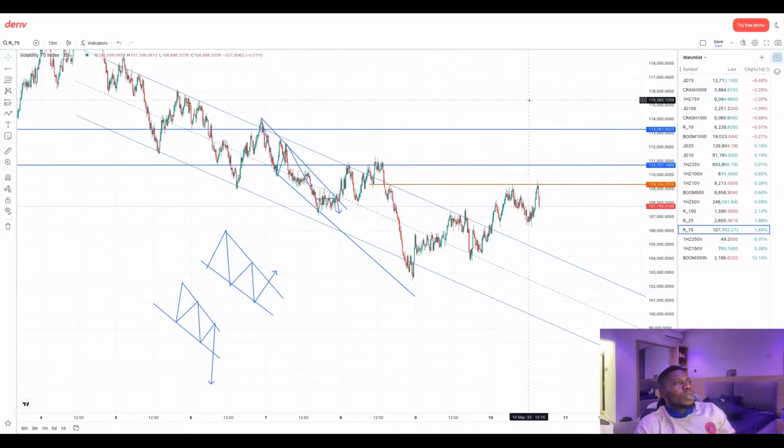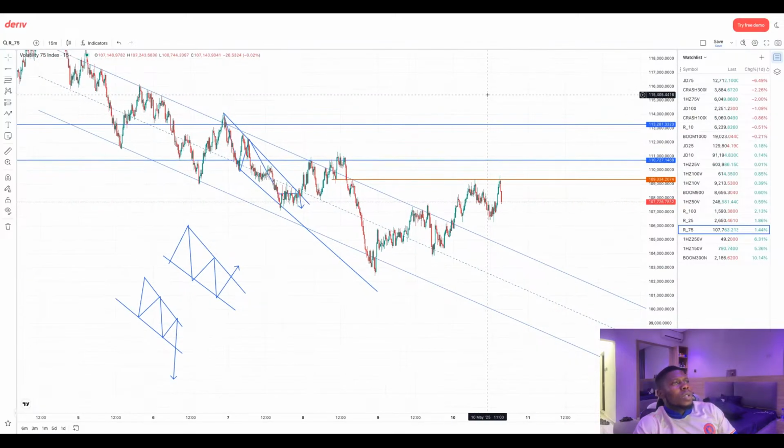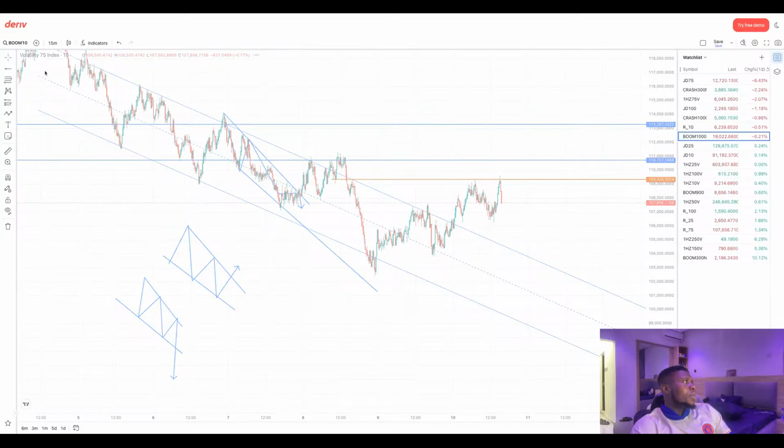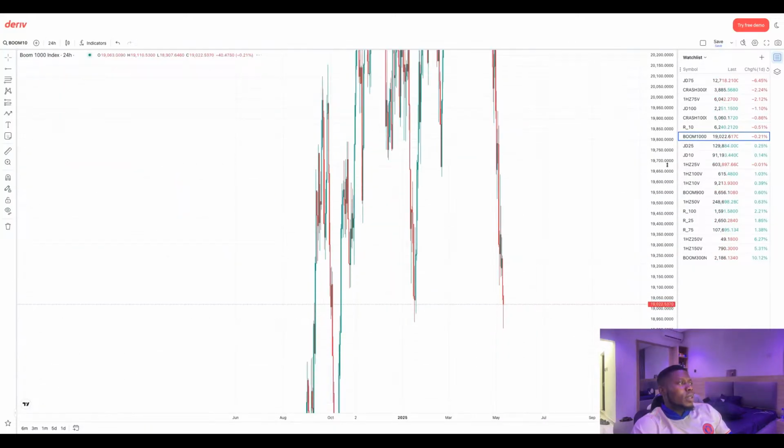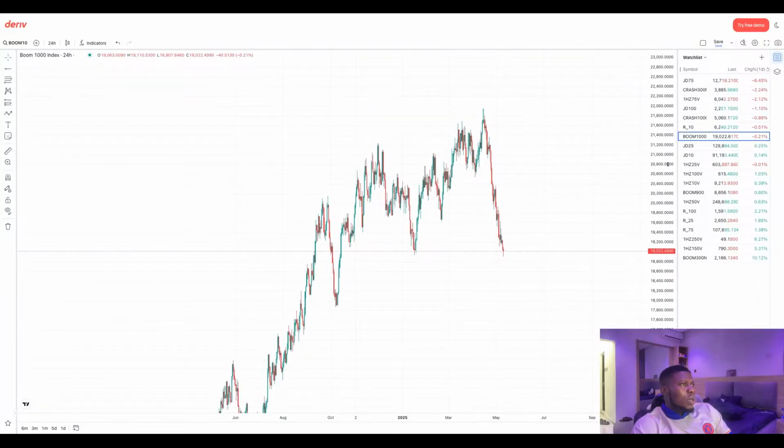Okay, so what again should I check? This is a Deriv Indices. What should I check? Okay, let me check Boom 1000. Let's see what it gives me on my higher time frame. I'm going to 1 day. This is Boom 1000 on 1 day.